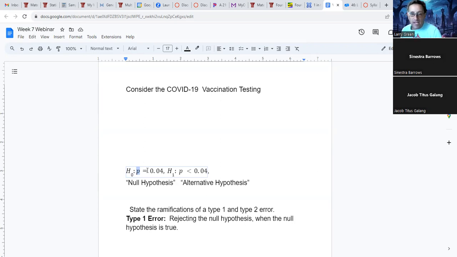Okay. So just note, in our class, we will always use an equal sign for the null hypothesis. We're looking at the null hypothesis right now, or an H naught. So P is equal to 0.04. And the idea is the other guy is saying, well, this vaccine does nothing for you. You're still going to have a 4% chance of getting COVID. Do you see that?